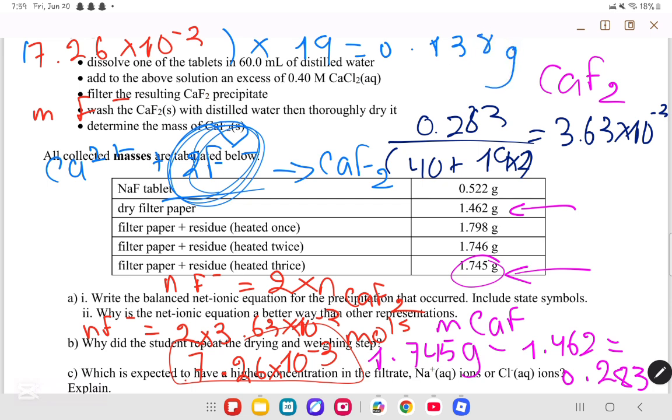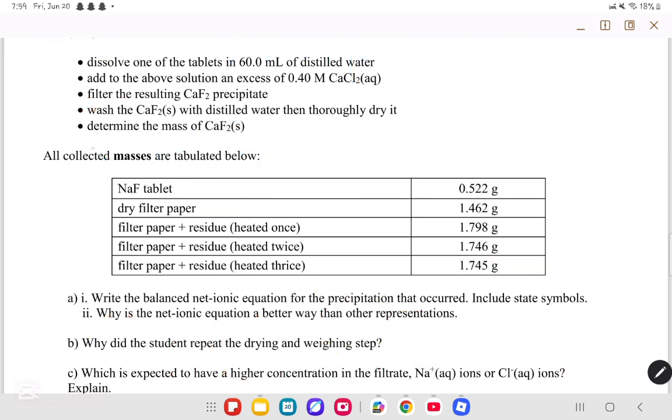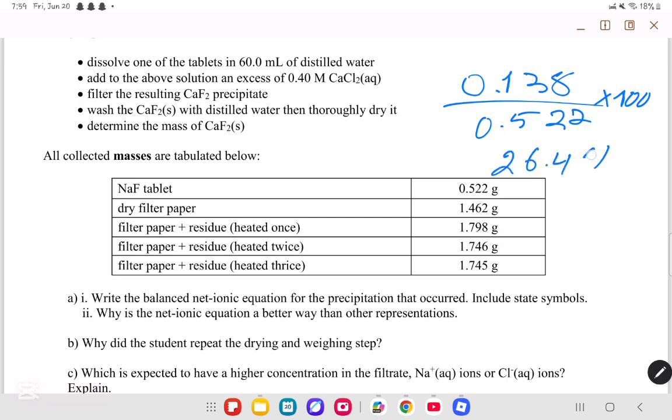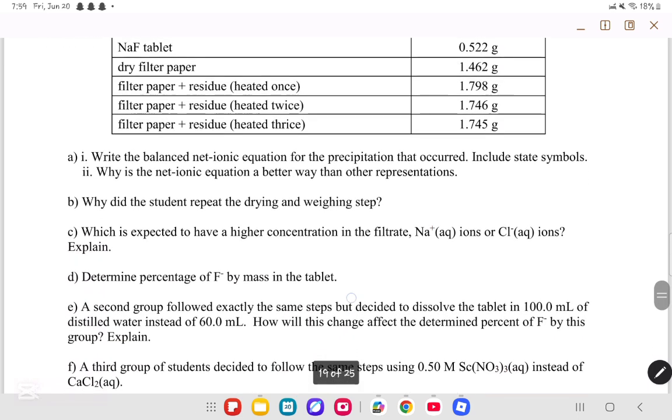So now we stop. We have the mass of F, which is 0.138 grams, over the total mass of the NaF tablet, which is 0.522, and you multiply it by 100. You will get an answer of 26.4%. That was part D, if I'm not mistaken.